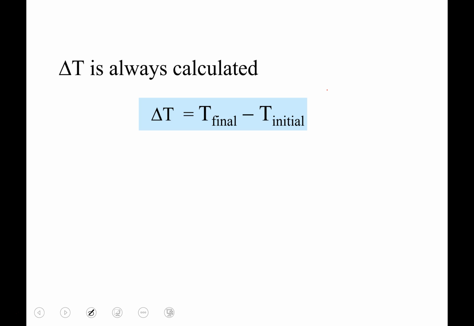What if it cools down? What if your final is cooler than your initial? What will delta T be, positive or negative? If your final is smaller, your initial is greater. Negative. It would be negative, yep.